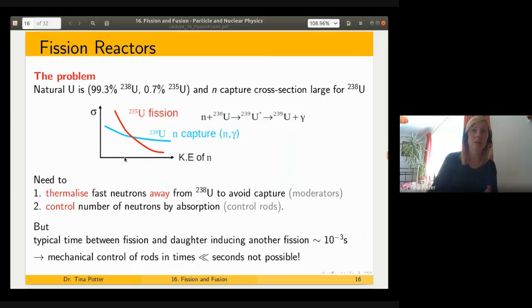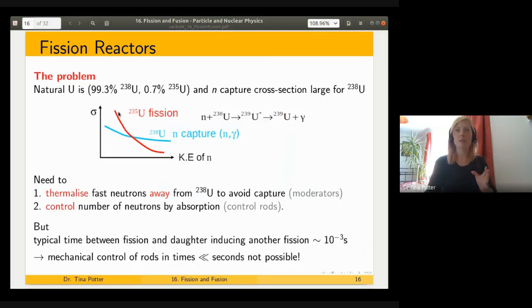We need to thermalize them down to low energies, because if we keep them at quite high energies, they are going to get absorbed by uranium-238, and that's not useful to us. We're very unlikely to get over the fission activation energy there. So we want to slow them down, make it far more likely that they're captured by uranium-235. We're going to do that with our moderators. And we're going to control the number of them, to control the rate of the interaction, with the control rods. Now, the problem is the time between one fission and the neutron inducing another fission is around 1 millisecond.